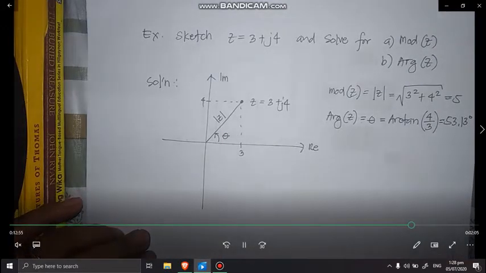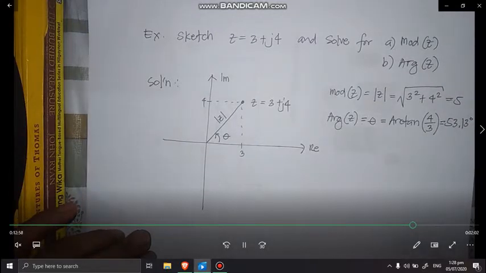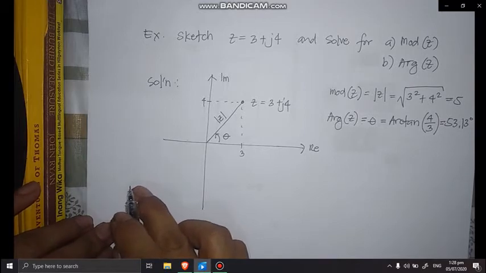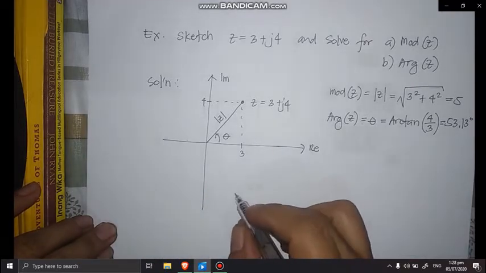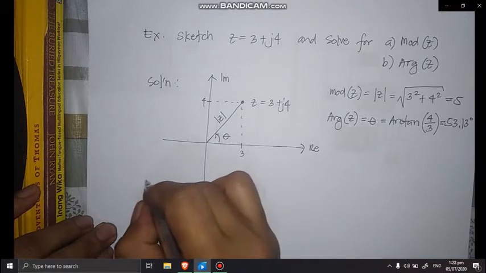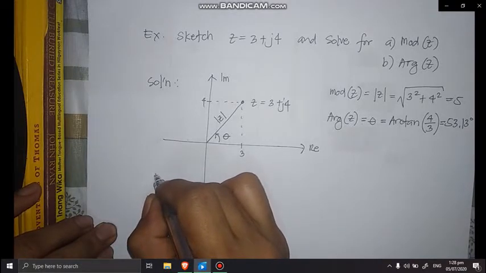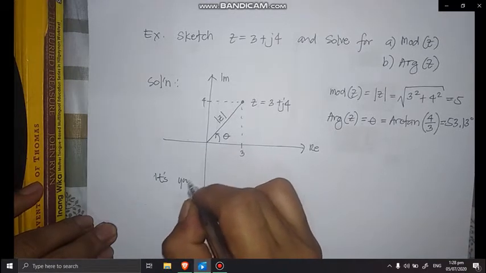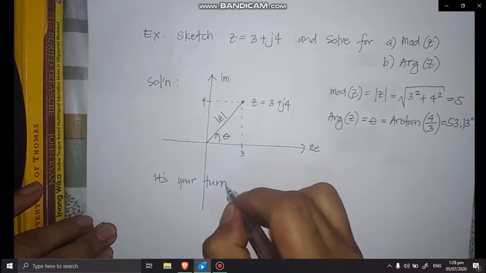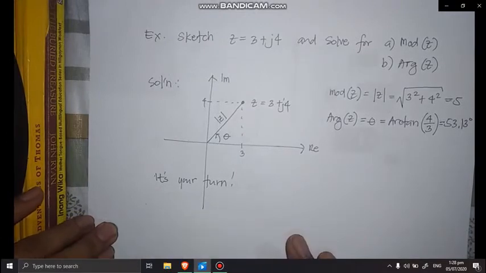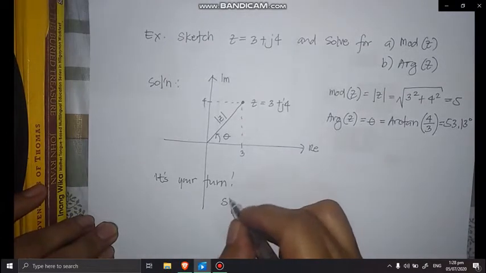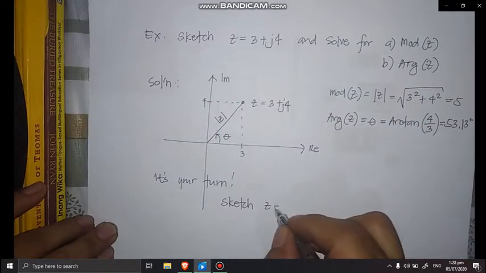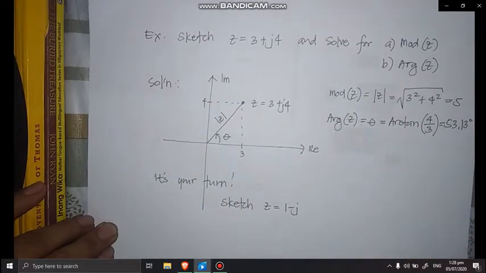Okay, now it's your turn. So I want you to pause this video and try to solve this problem. This is for you. You have to solve it in 5 minutes. Okay, it's your turn. Now, here comes the problem. You're going to sketch the complex number. z is equal to 1 minus j.